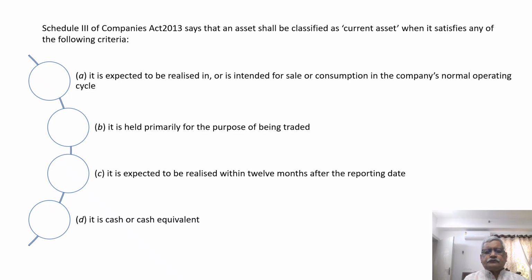Schedule 3 of the Companies Act 2013 says that an asset shall be classified as a current asset when it satisfies any of the following criteria. A. It is expected to be realized in, or is intended for sale or consumption in, the company's normal operating cycle. B. It is held primarily for the purpose of being traded. C. It is expected to be realized within 12 months from the reporting date. D. It is cash or cash equivalent.